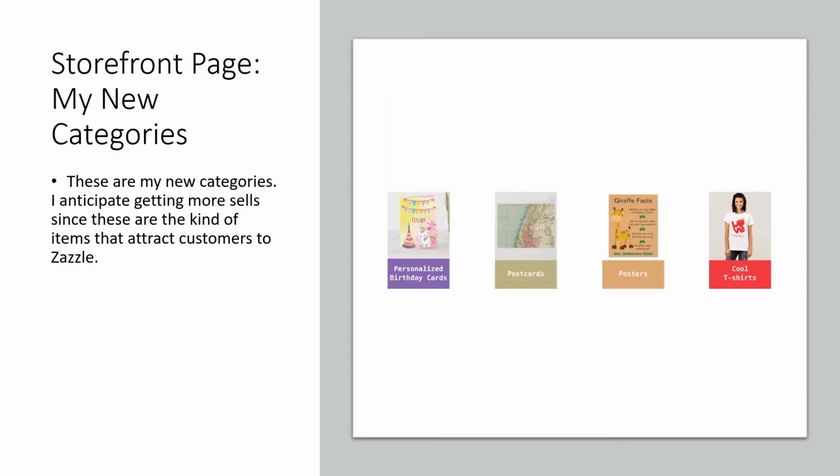So here are some of my new categories. I have 5 new categories, but I couldn't fit all of them onto the slide. Personalized birthday cards, because even though I have a homeschool store, for some reason I was making birthday cards in my homeschool store, even though that's not homeschool related. I did that. And postcards, posters, and cool t-shirts. So those are some of my new categories, and I anticipate getting more sales, since these are the kind of items that attract customers to Zazzle.